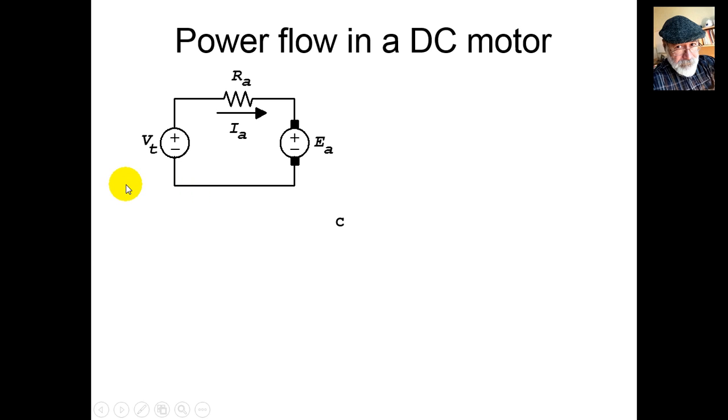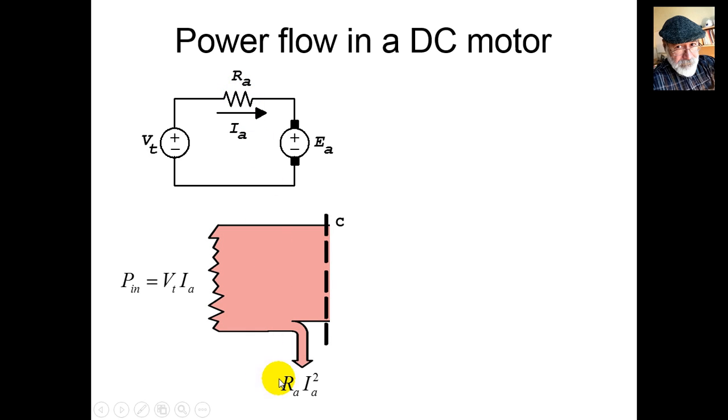Here is the armature circuit of a very simple DC motor, an independently excited DC motor: the external battery, Vt, and the current in the armature, and this induced voltage source, E sub A, and the armature total resistance, including the contact resistance of the brushes with the commutator. How does it all begin? The input power is, of course, Vt times Ia. That is the power that goes into the motor.